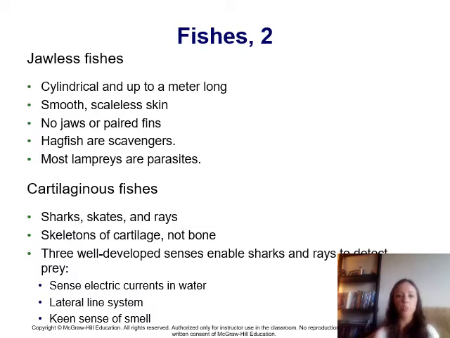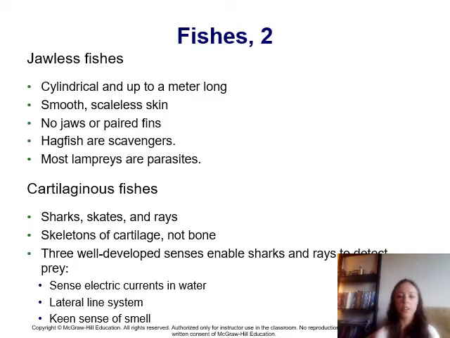Lampreys are unique though because they don't take in water through their mouths. Instead, they will take it in through their gills. Cartilaginous fishes include sharks, skates, and rays. These do not have true bones. Instead, they will have skeletons made of cartilage.